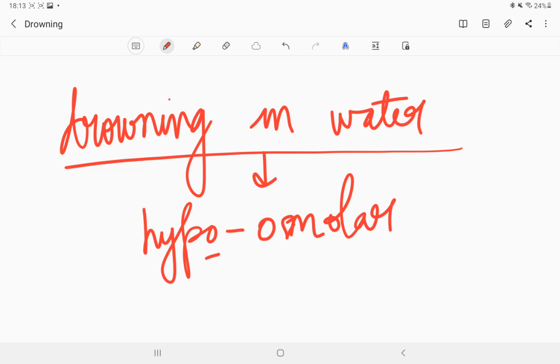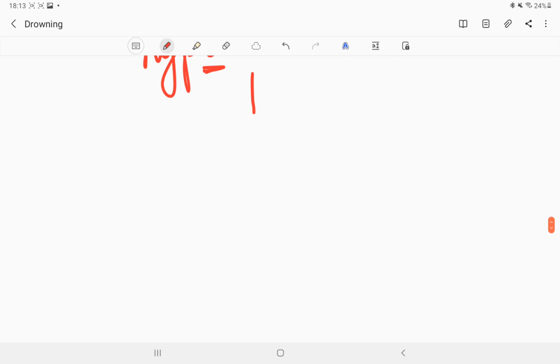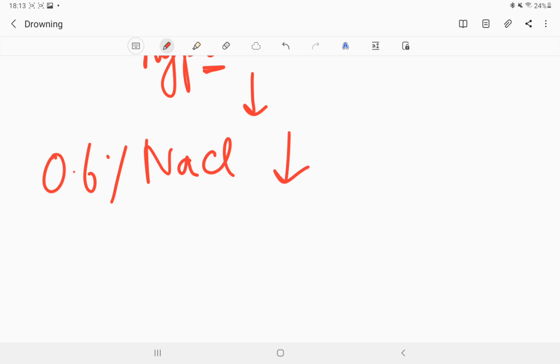Hypoosmolar, we use the word hypo, means it has a lower osmolarity. So here the salt content is less. Usually it is less than that of normal salt content in our body. So it's around 0.6%. While isoosmolar is, you must have studied, right?